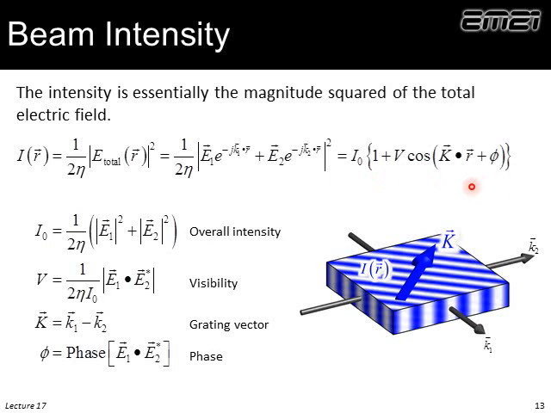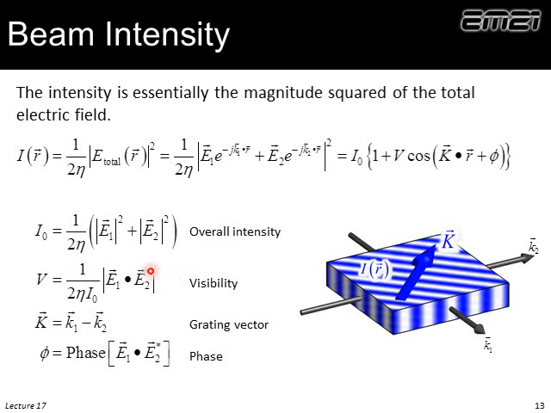And we see that we have several terms here. We have an overall intensity term, and we can see that's essentially just the sum of the intensities of the two different beams, scaled of course. We have a term called visibility, and we'll see what that is in a little bit. But essentially it's the contrast of the bright and dark spots down here. So we have a visibility term.